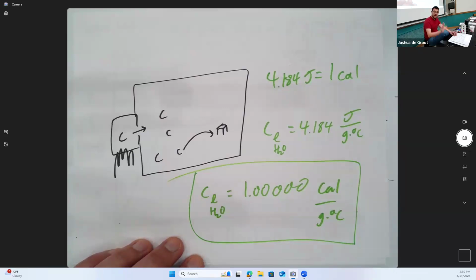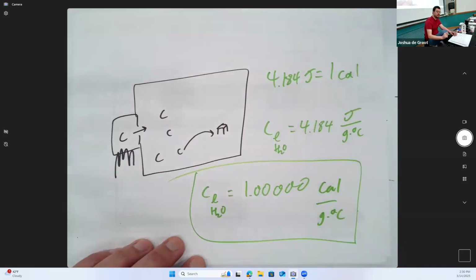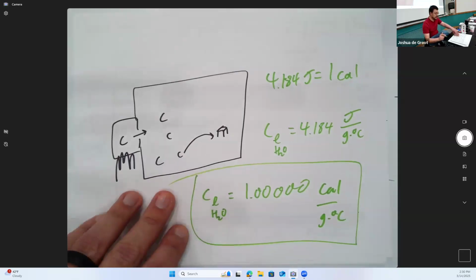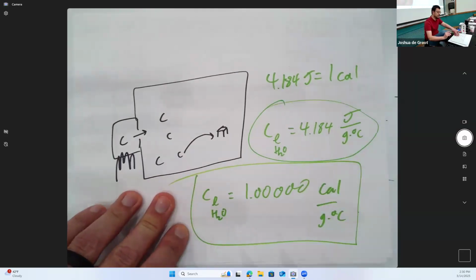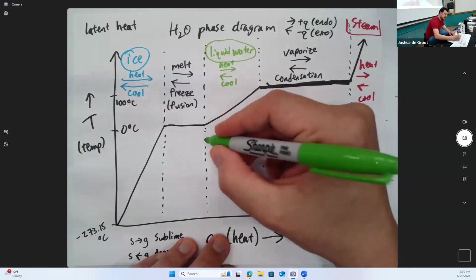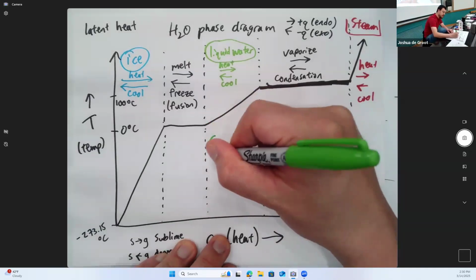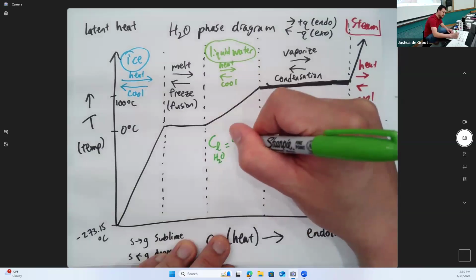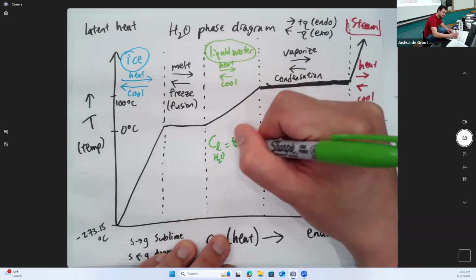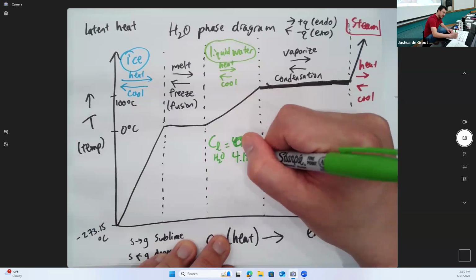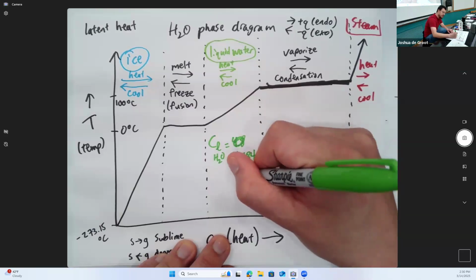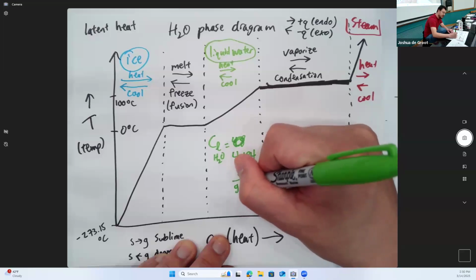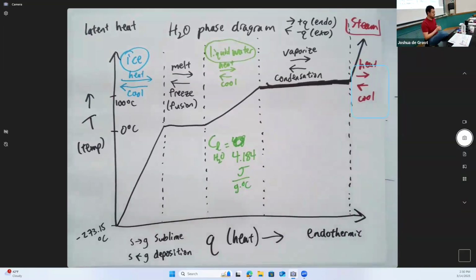But most textbooks, including ours, and most homework packages, including ours, when it comes to phases of water, prefer to use joules instead of calories for some reason. So we're going to stick with joules today, which means we're going to grab this one. The C of liquid H2O is 4.184 joules per gram degrees Celsius. Go ahead and write that one down.